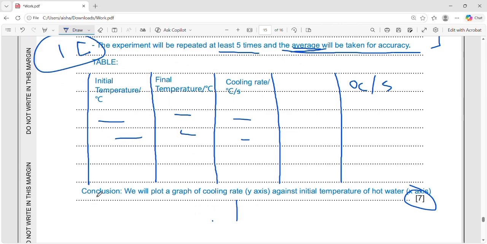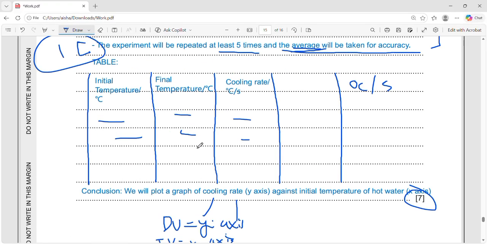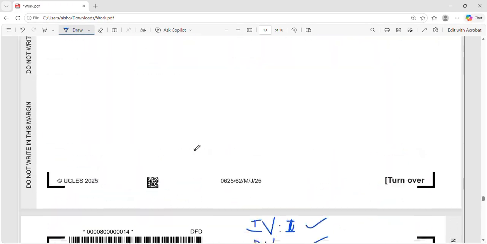And then the conclusion is always this. You always write in conclusion, we will plot a graph of the dependent variable against the independent variable, because the dependent variable, which is this, is always the y-axis, and the independent variable is always the x-axis. Yeah, and that's how you get the 7 out of 7.